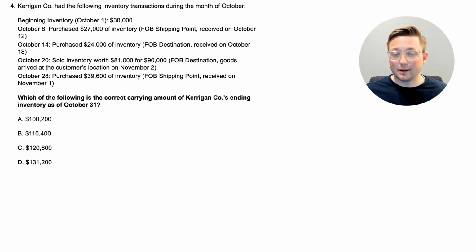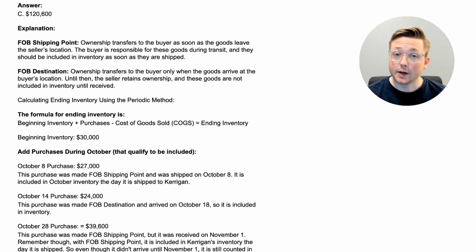Okay, so you've probably seen this before, FOB shipping point, FOB destination. If you don't remember how that works, that's okay. We're going to dive straight into the answer to do this together. All right, here we are. The answer is C, $120,600.